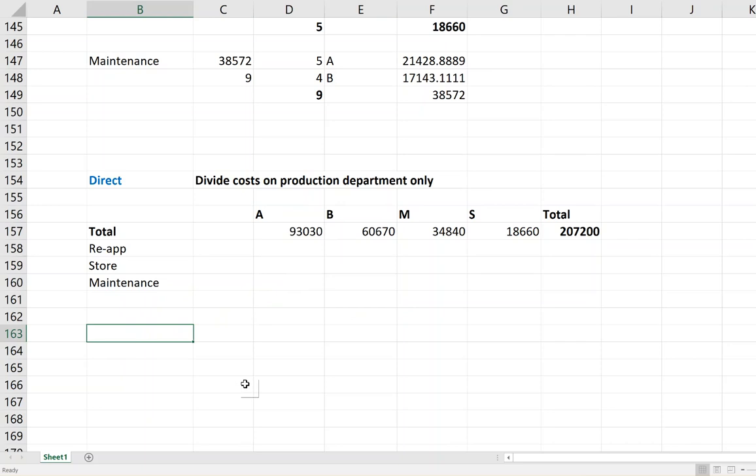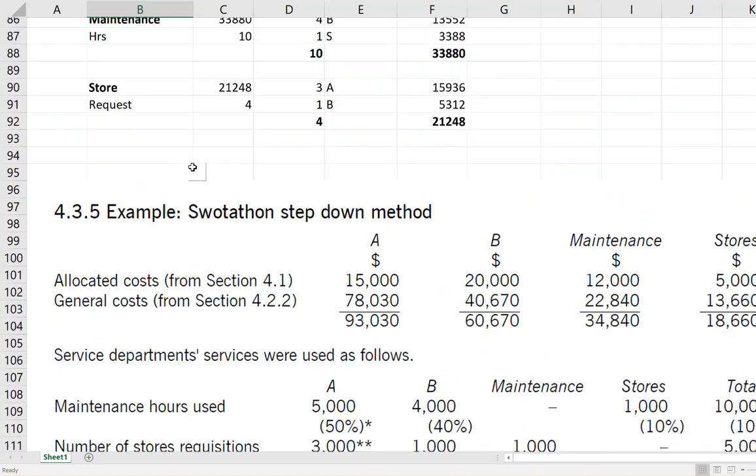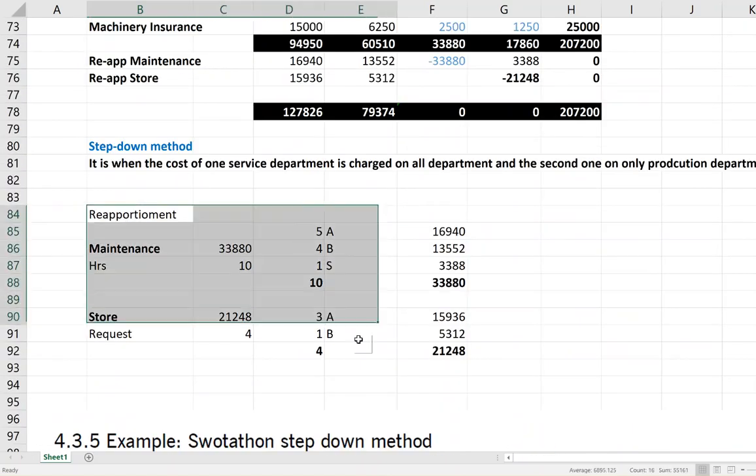So in direct method, it doesn't matter whether you are starting with M or S. In step down method, remember it matters, but in direct method, it doesn't matter. In fact, it comes as an MCQ as well, that in direct method, it doesn't matter which department you start with. So what we are going to do, take maintenance or store, whichever you want to do. I'm going to copy it from the first one I did here.